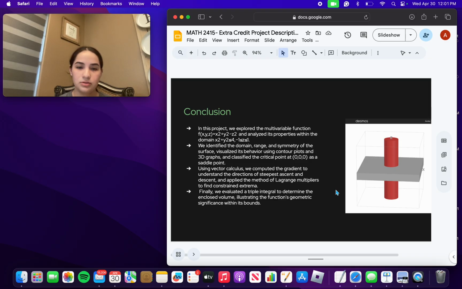Then using vector calculus, we computed the gradient to understand the directions of steepest ascent and descent and applied the method of Lagrange multipliers to find constrained extrema. Then finally, we evaluated a triple integral to determine the enclosed volume, illustrating the function's geometric significance within its bounds.